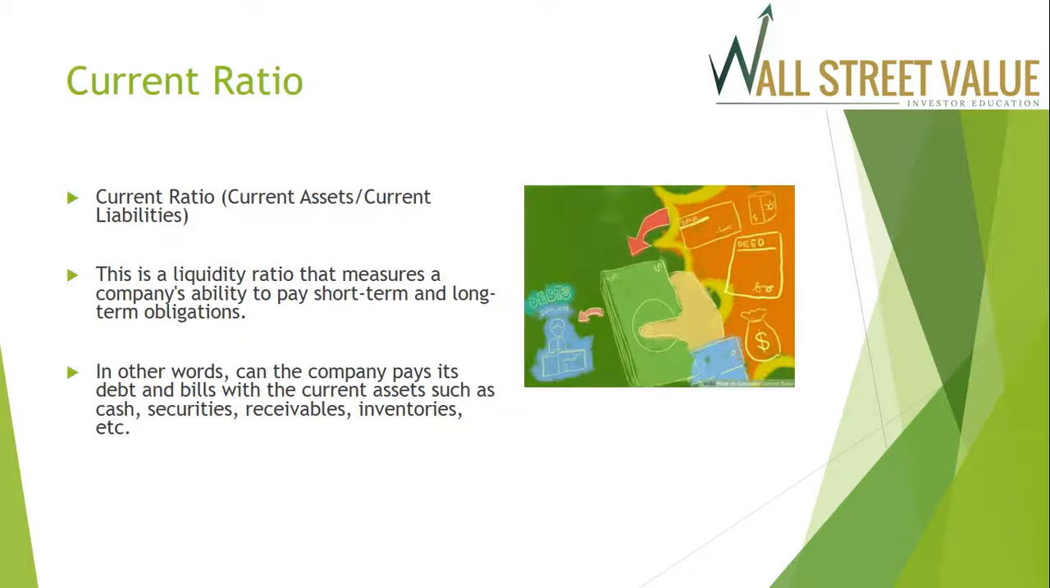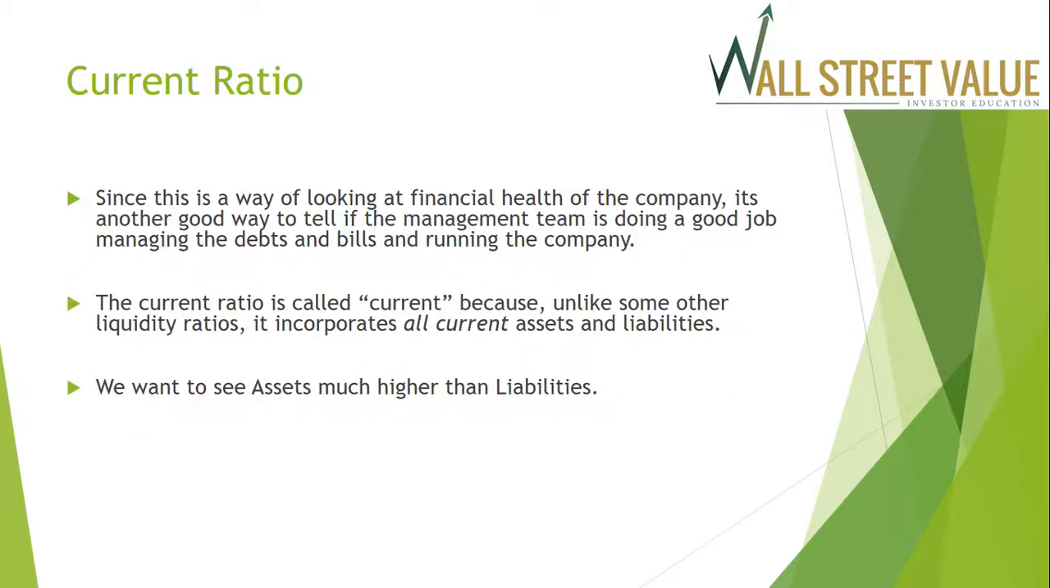The first is the current ratio, which is the current assets divided by the current liabilities. This is a liquidity ratio that measures a company's ability to pay short-term and long-term obligations. In other words, can the company pay its debts and bills with current assets, which include cash, securities, receivables, inventories, etc.? Since this is a good way of looking at the financial health of the company, it's another good way to tell if the management team is doing a good job managing the debts and the bills and running the company.